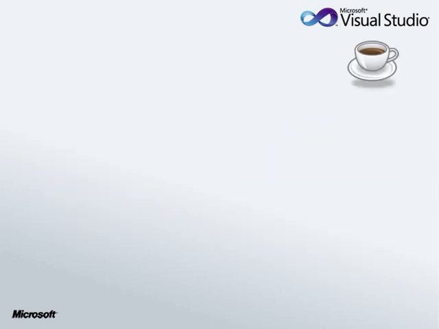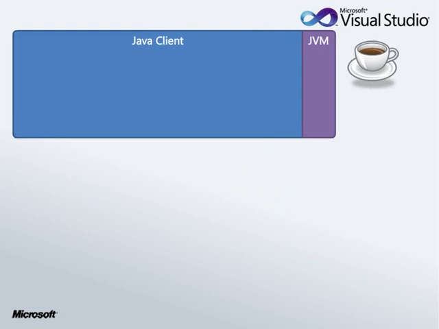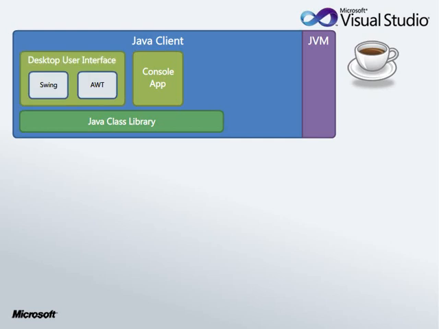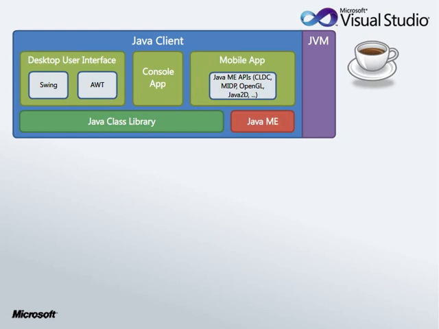If you're an experienced Java developer, you'll be familiar with the tools and technologies that Java provides. These items include the Java language, which generates code that runs on the Java virtual machine. Underpinning Java is the Java class library, which provides much of the base functionality required by most applications, including frameworks such as Swing for building graphical user interfaces. You can build mobile applications by using the Java Platform Micro Edition.